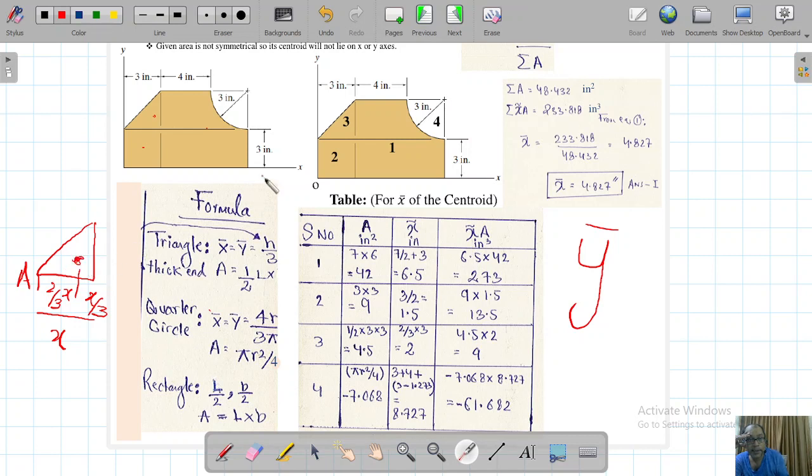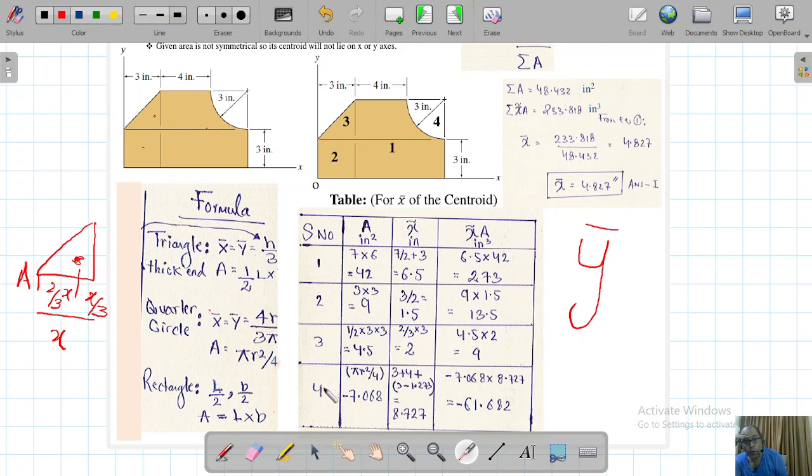So basically, this is the thicker side, so it will be 2x by 3, and the total length is 3. So for the triangle we write 2 by 3 multiplied by the total length along x, which is 3. This is 2 by 3 of x, so 2 by 3 multiplied by 3 because the total length is 3. Multiply these two, you get 9.